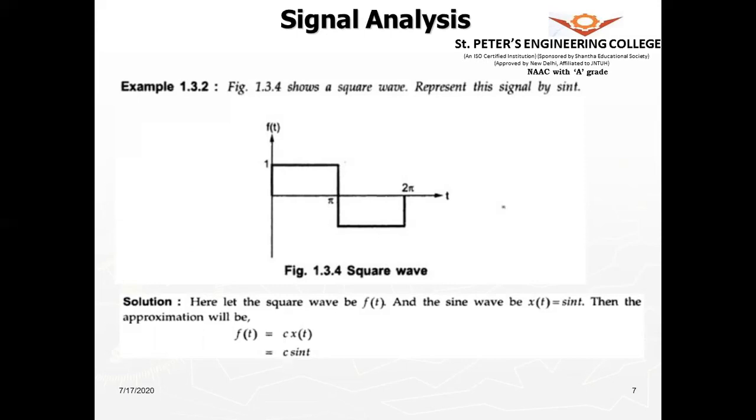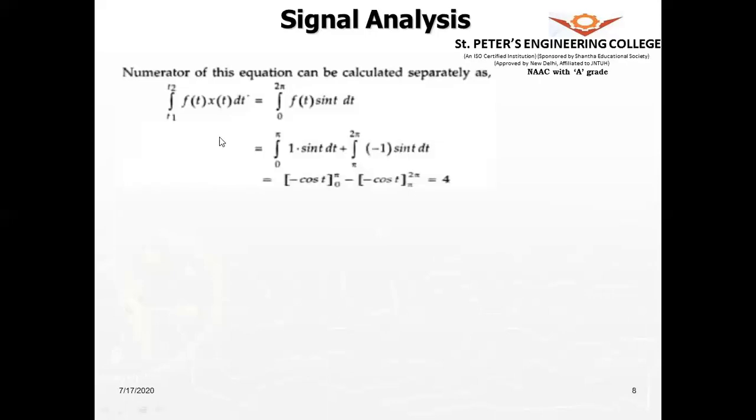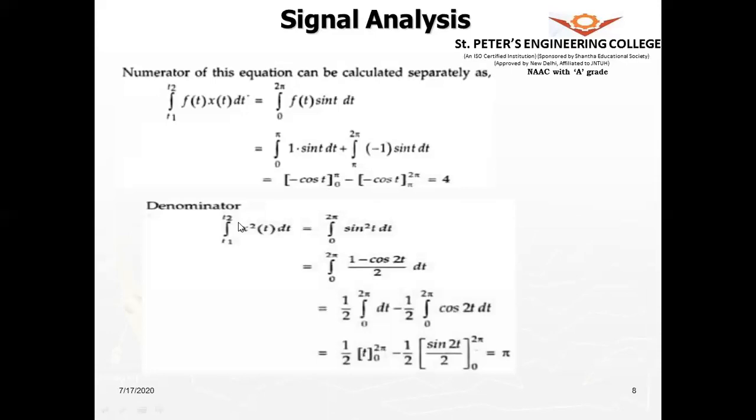So from the previous discussion, we know that c is given by the formula c is equal to integral t1 to t2 f of t x of t dt divided by integral t1 to t2 x square of t dt. So we will evaluate the numerator and denominator separately and finally substitute here and compute the value of c. So if you compute the integral of the numerator, it turns out to be 4, and if you compute the integral of the denominator, it turns out to be pi.